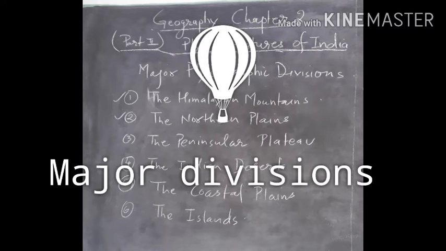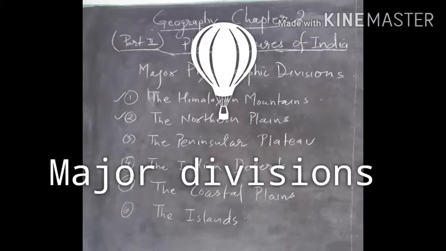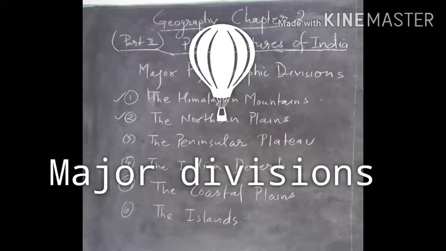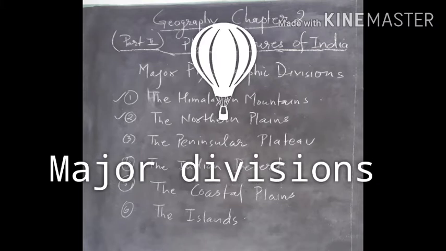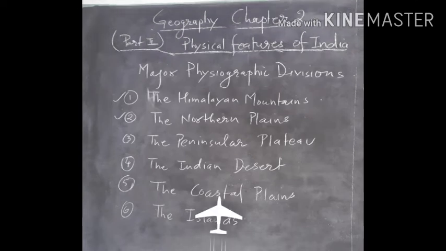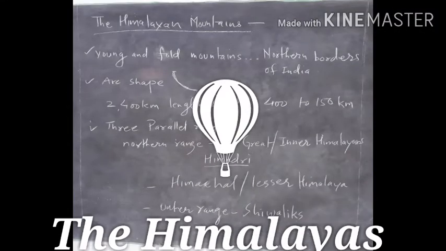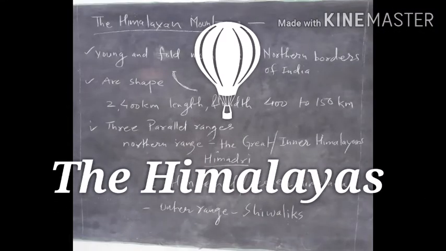The major physiographic divisions of India are the Himalaya mountains, the northern plains, the peninsular plateau, the Indian desert, the coastal plains, and the islands. In this part, we shall focus on two major parts: first, the Himalayan mountains, and second, the northern plains. First of all, we see the Himalayan mountains. The Himalayan mountains are young mountains.